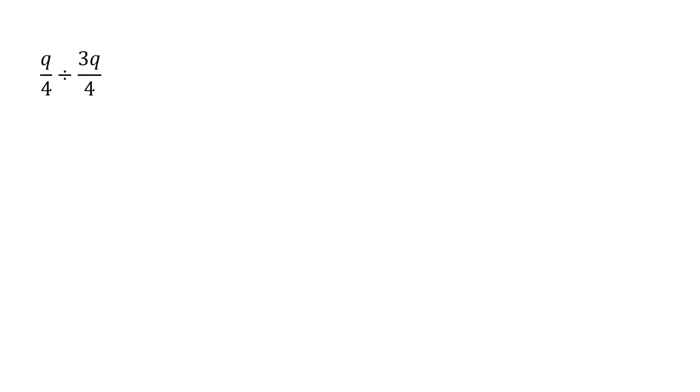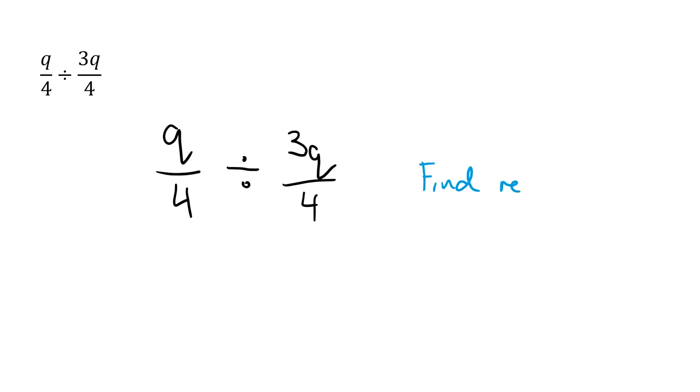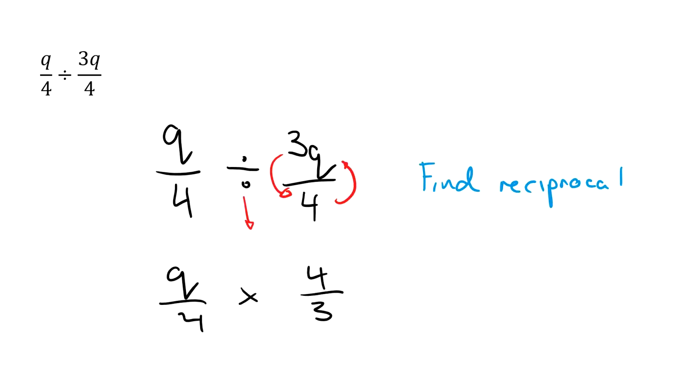Now we have our first dividing fraction. So once again, I'm just going to write it a bit bigger. So the first thing we need to do is find the reciprocal. And all we do there is we just flip this. And our divide changes to a times. So we have q over 4 times 4 over 3q.